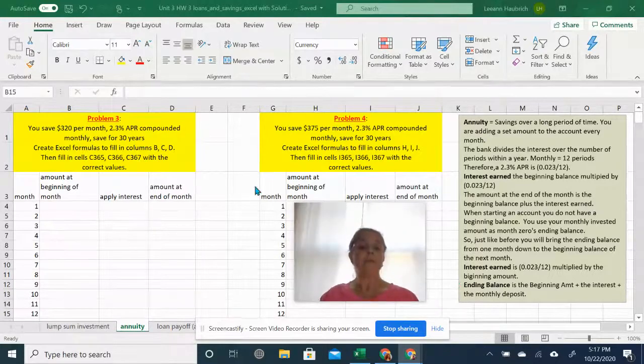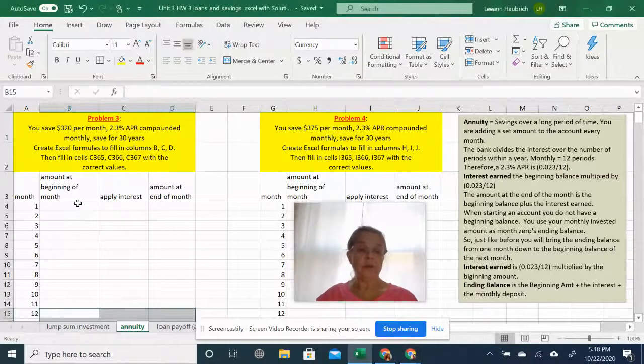And at this particular bank, we're going to earn 2.3% interest. So again, the bank will divide the APR, annual percentage rate, by 12 for each month. You only get a little portion of the money each month. So it's going to be the amount of money in the account plus that interest, and that interest is a portion, a percentage of what's currently in there. So let's go through this example.